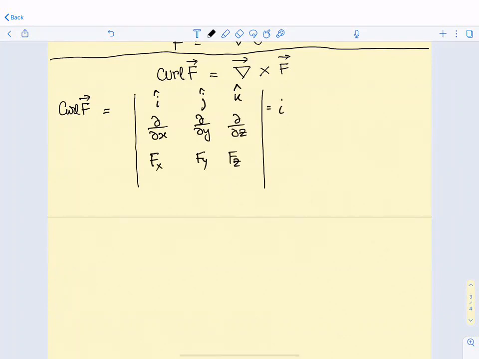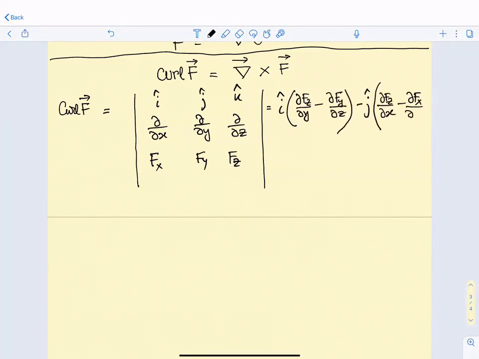That means if you expand these terms, we get i times (del Fz/del y minus del Fy/del z), minus j cap times (del Fz/del x minus del Fx/del z), plus k cap times (del Fy/del x minus del Fx/del y). So this is curl F. Okay.